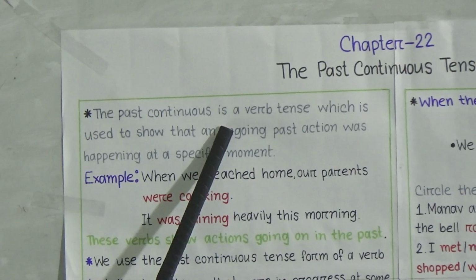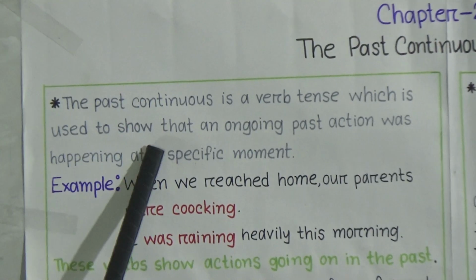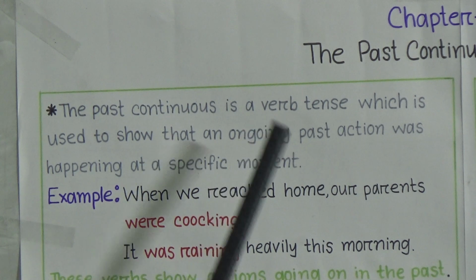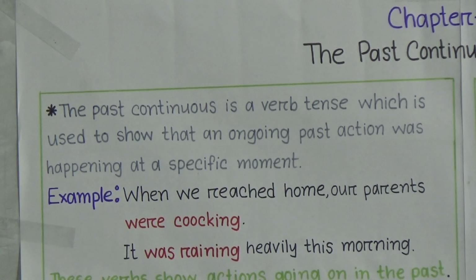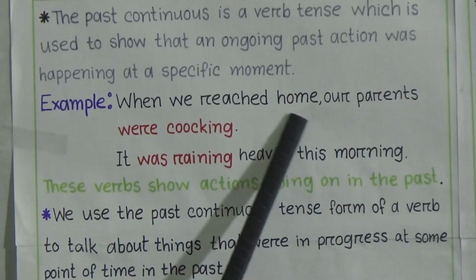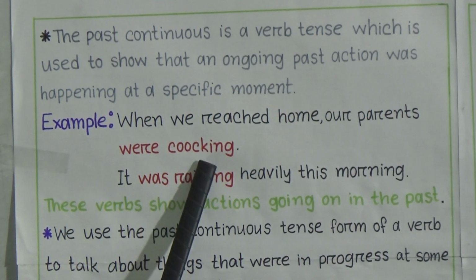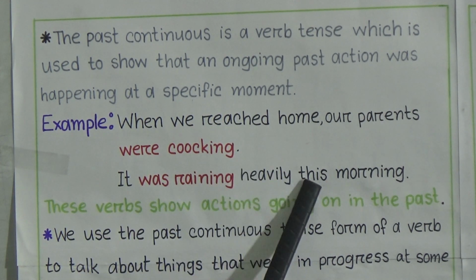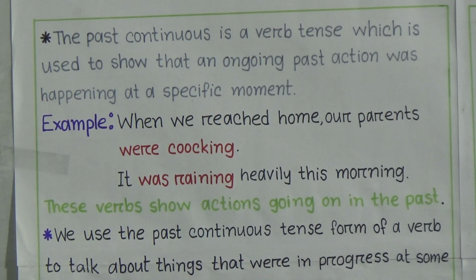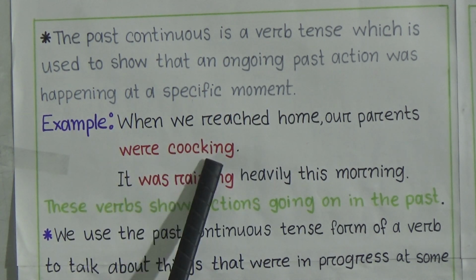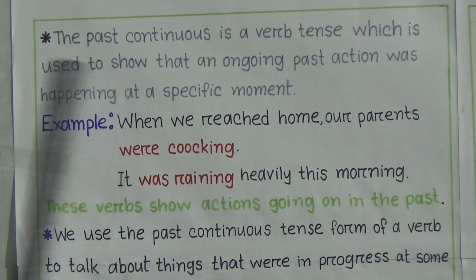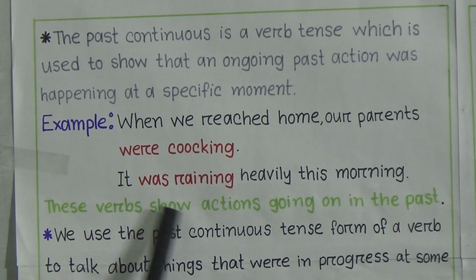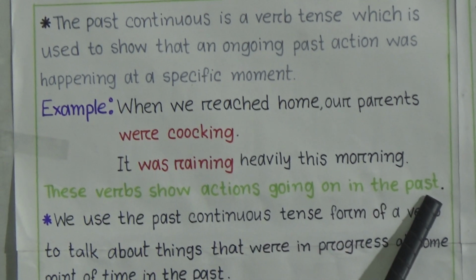The past continuous is a verb tense which is used to show that an ongoing past action was happening at a specific moment. For example, we can say, when we reached home, our parents were cooking. Another example, it was raining heavily this morning. Okay, students, look here, were cooking and was raining. These are the symbols of the past continuous tense because these verbs show actions going on in the past.